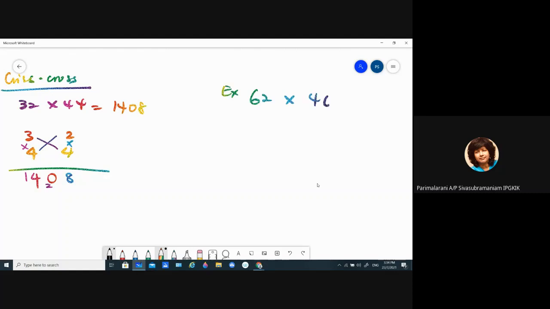62 times 46. 6, 2, 4, 6. 2 times 6 is 12. 2, carry 1, okay? Now cross multiply and add: 4 times 2 is 8, plus 36 is 44. And this 1 here makes 45.